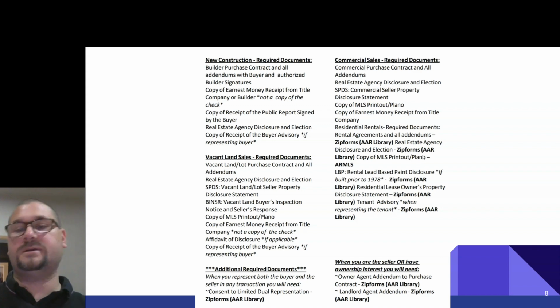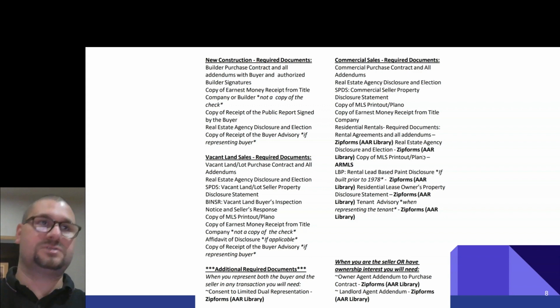You can find addendums in the Arizona Association of Realtors, and there's a landlord agent addendum. So those are if you're a landlord, you can get a landlord agent addendum, right? It's an additional document if you need it.